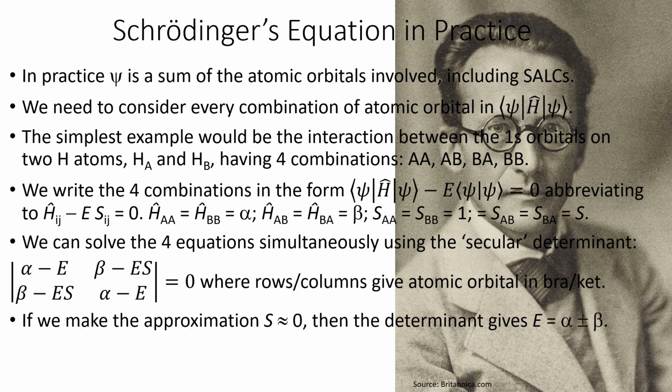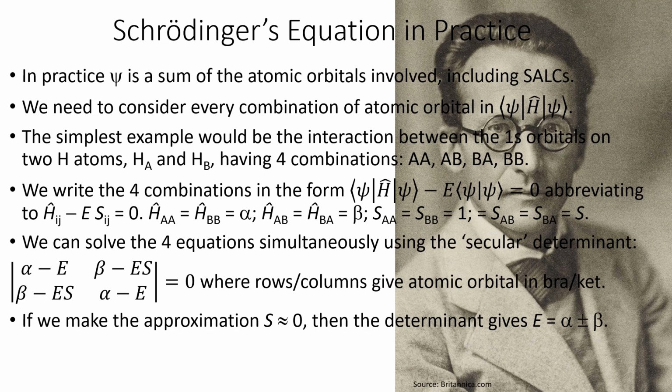And so what we're going to do now, we're going to make a bit of an approximation to make life easier. So this overlap integral, normally fairly small, we'll approximate it to 0. And so that means that the off-diagonal terms will just be equal to beta, and that makes life a bit easier for us. And then we solve the determinant, so reading across the rows, if we call each of these elements A, B, C and D, then the determinant is AD minus BC, which we're setting to 0.